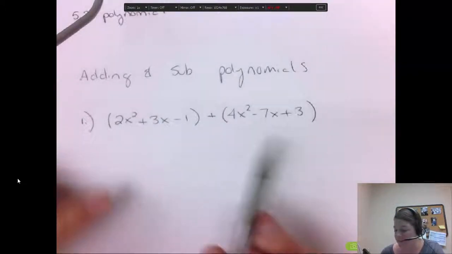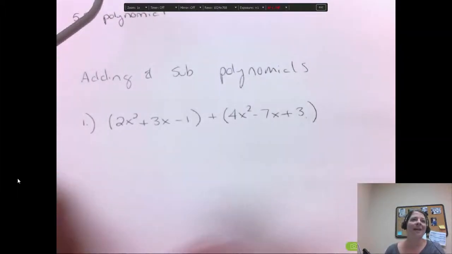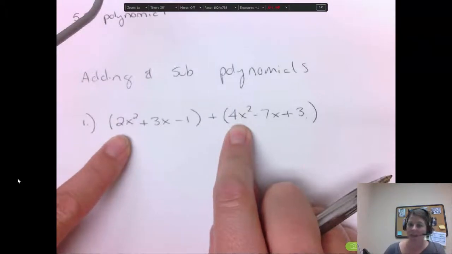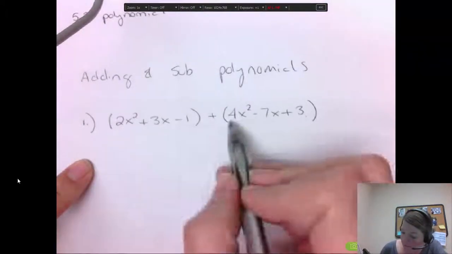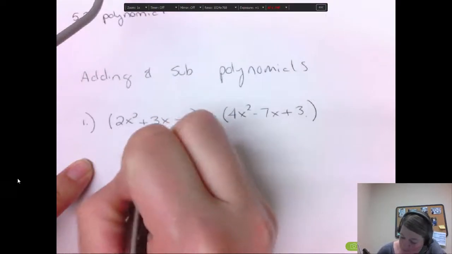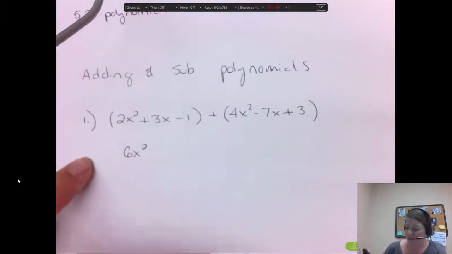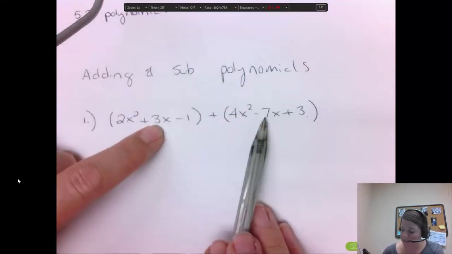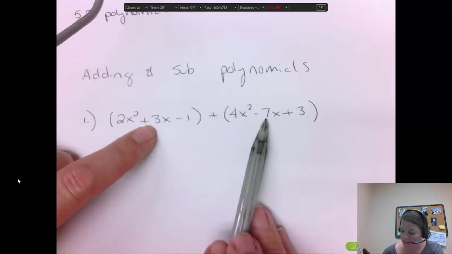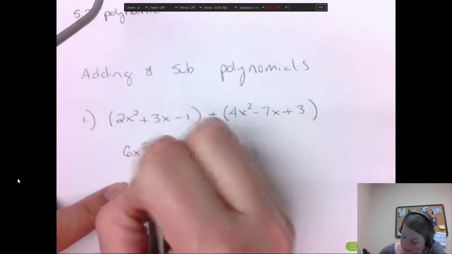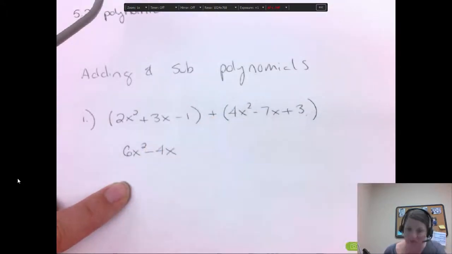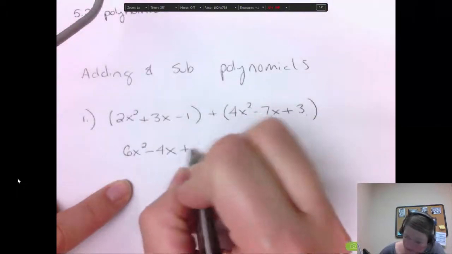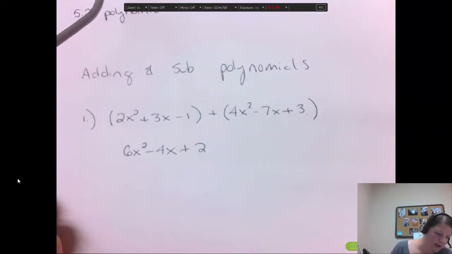What we really want to do is see what like terms we have that we can add together. These two both have an x squared, so you're going to combine those: 2 of them and 4 of them make 6x squared. Look at the x terms. I have 3 minus 7, or 3 plus a negative 7, so you end up with negative 4x. Negative 1 plus 3 gives us a positive 2. And so that's my final answer there.